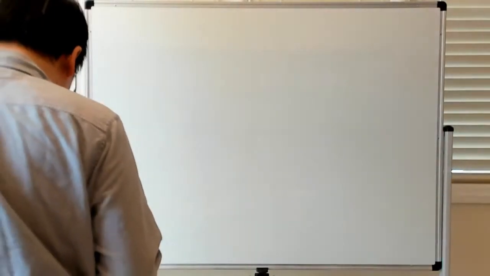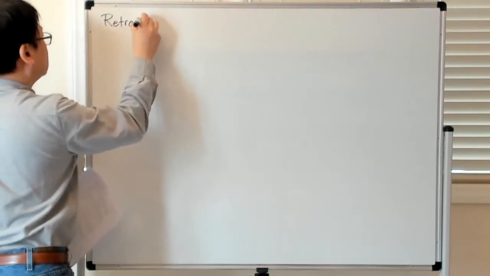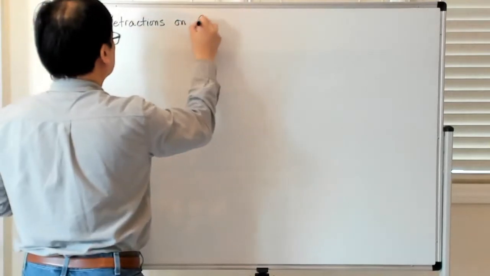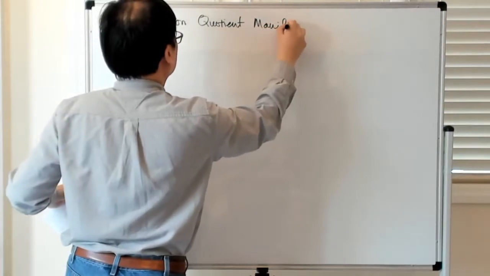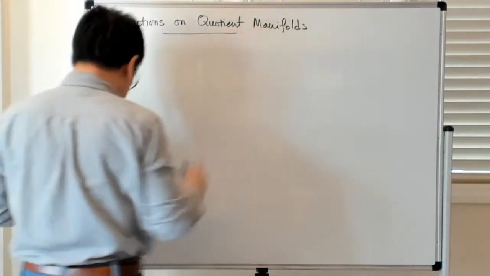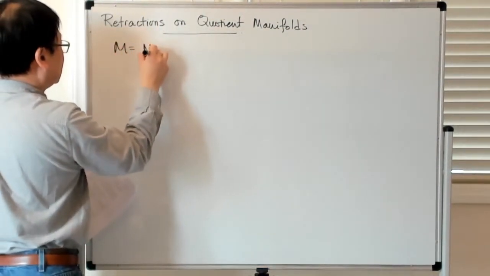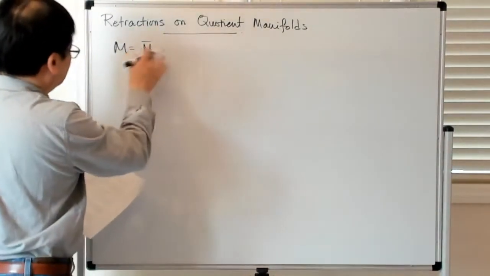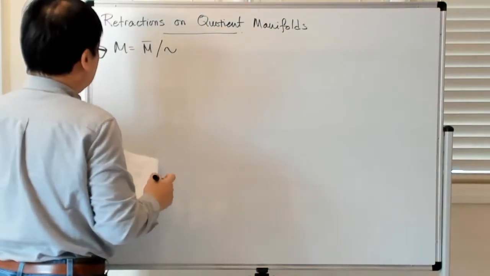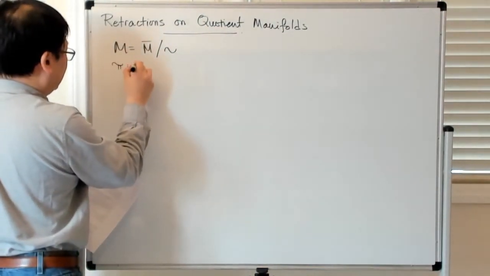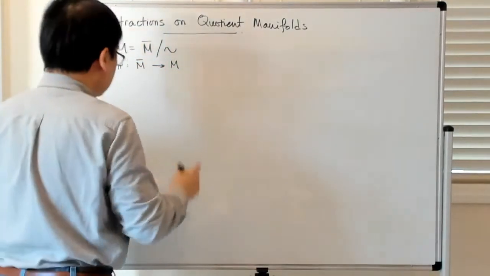Okay, so now let's look at the notion of retractions on quotient manifolds. So let's consider a quotient manifold M, which is a quotient of a bigger manifold M bar by some sort of equivalence relationship. And then, of course, there's a natural projection map from M bar to M. This is the canonical projection.